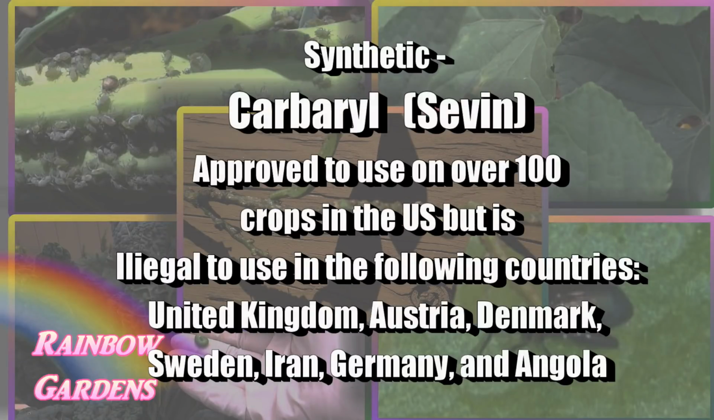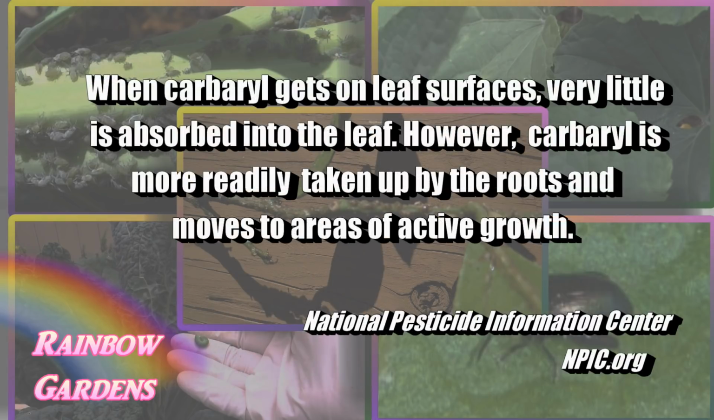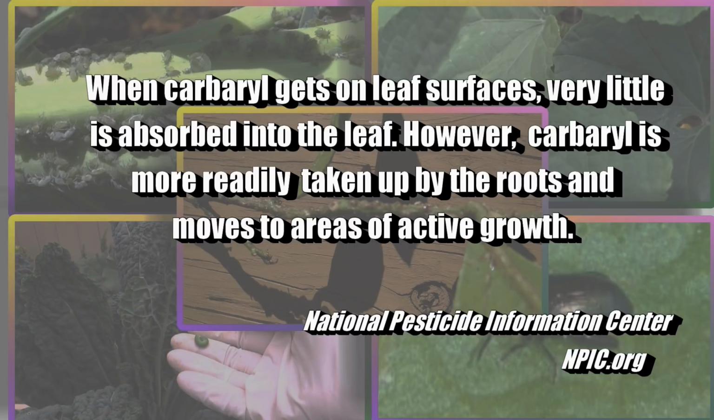It is approved to be used on over 100 crops in the US, but it is illegal to use it in many countries. I would also like to note that the EPA has classified Carbaryl as a likely human carcinogen. So you need to make sure to use this with caution if you decide to use this synthetic chemical, which works, but it needs to be used according to the label directions. I have used this before, but I made sure not to get it into my soil. My understanding is that it can be taken up by the roots and move into the areas of active growth within a plant. So let's go ahead and get started here.